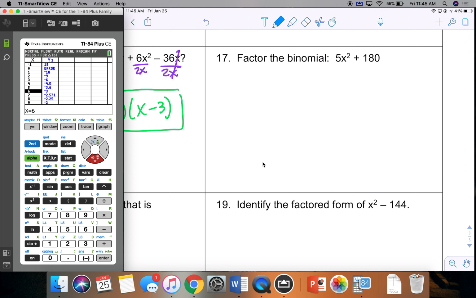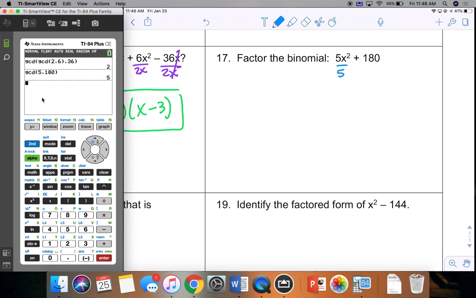Problem 17, I see two terms. I'm also looking at the fact that there might be a GCF. So math, number 9, GCF between 5 and 180. Because I only have two terms, I only need to do GCF once, and I'm going to take out that 5. So when I do, 5 divided by 5 cancels, and 180 divided by 5 gives me 36.